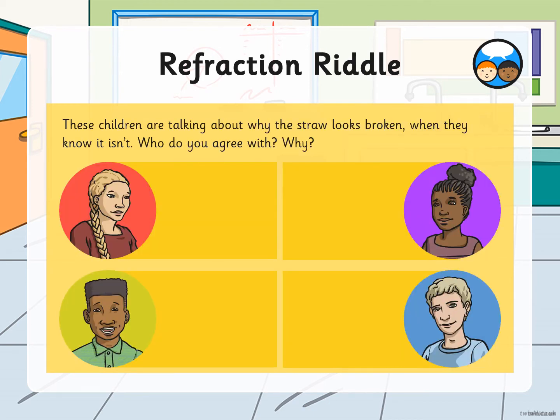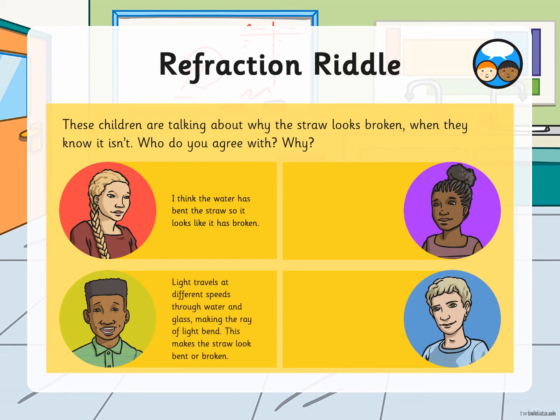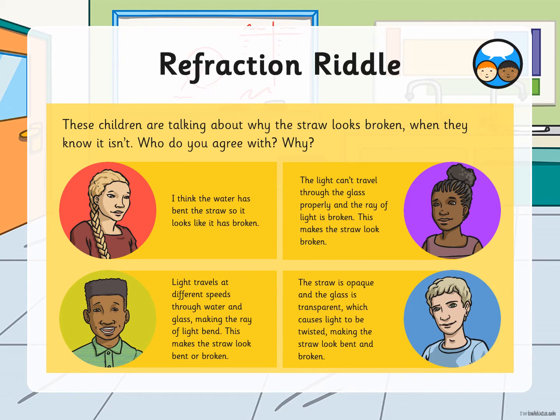The children are talking about why the straw looks broken when they know it isn't. Who do you agree with and why? Think about what I've just said and then look at who you agree with. I think the water has bent the straw so it looks like it has broken. Light travels at different speeds through water and glass, making the ray of light bend. This makes the straw look bent or broken. The light can't travel through the glass properly and the ray of light is broken. This makes the straw look broken. The straw is opaque and the glass is transparent, which causes light to be twisted, making the straw look bent and broken. You can pause and have a read of those again and then decide which one you are going with.